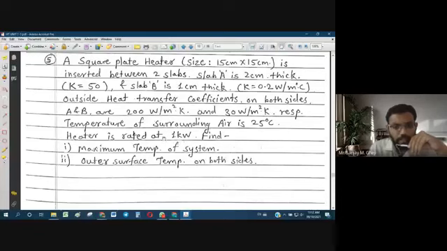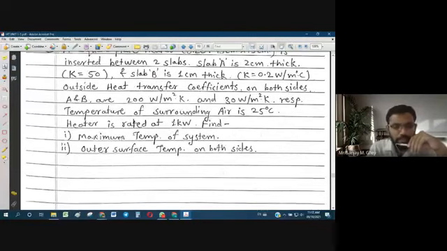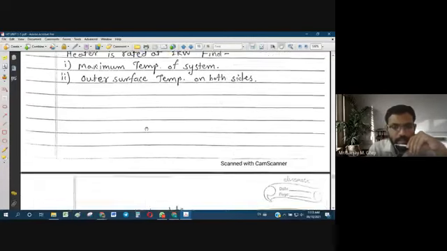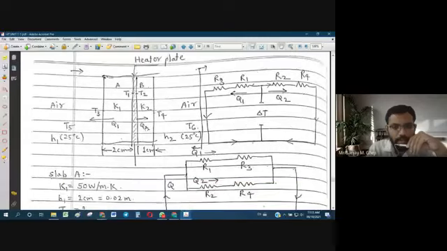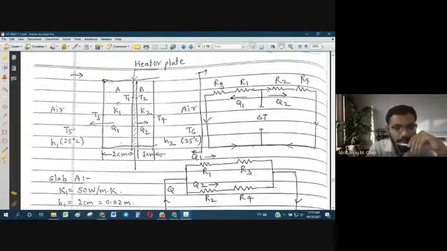So the heater will produce the heat, and that heat will be transferred on both sides, one through slab A and on the other side through slab B. In such a situation we have to find out the maximum temperature of the system and the outer surface temperatures for both slabs or both plates. Let us see how it can be picturized, as shown in the diagram.